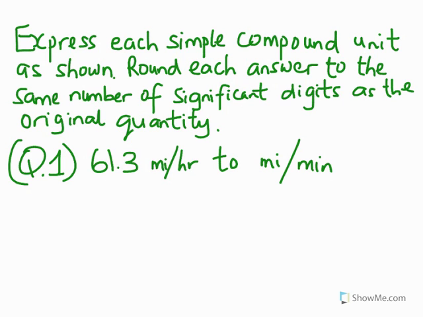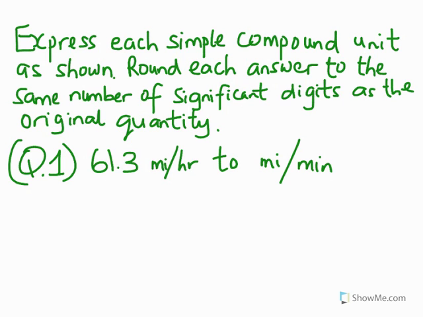Examples. Express each simple compound unit as shown. Round each answer to the same number of significant digits as the original quantity. Okay, this is the direction for all the examples we will solve in this video. Now, question 1, 61.3 miles per hour to miles per minute.